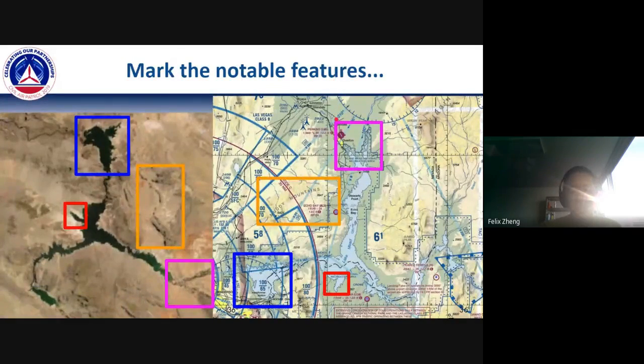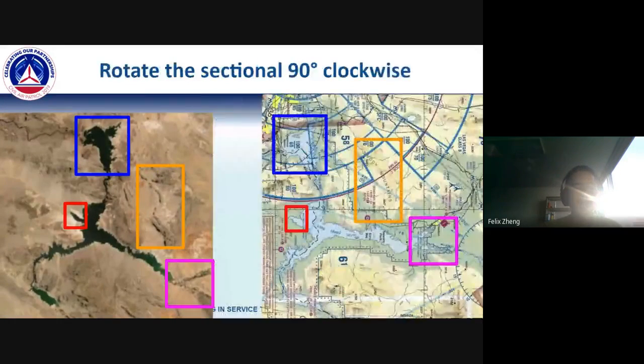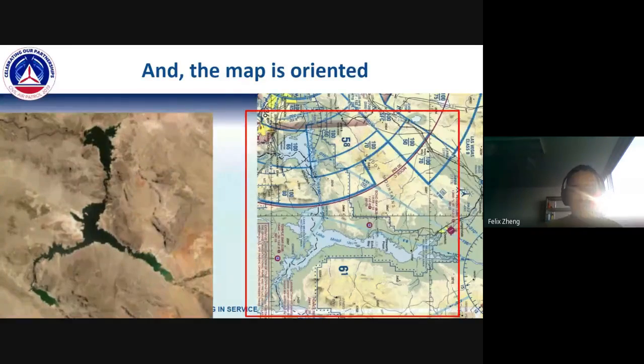So you make a note of all these things, and then all you have to do is flip the map so that the orientation of everything matches. So I just turned this sectional 90 degrees clockwise, and now everything matches up to the orientation that we're looking at. And this red box shows roughly the area that the satellite picture shows.